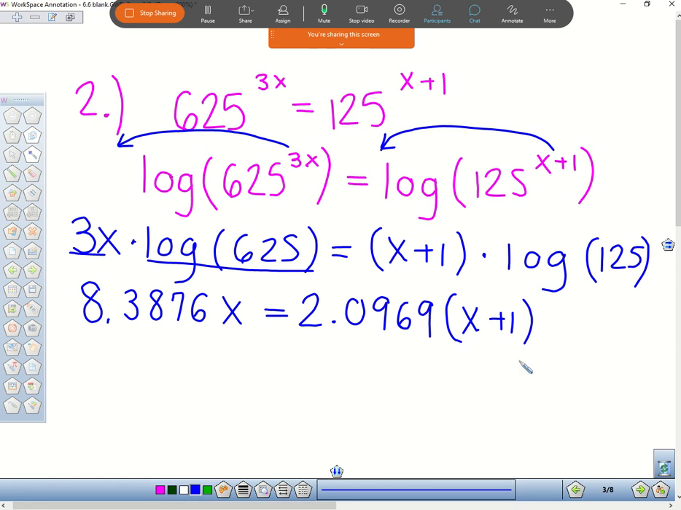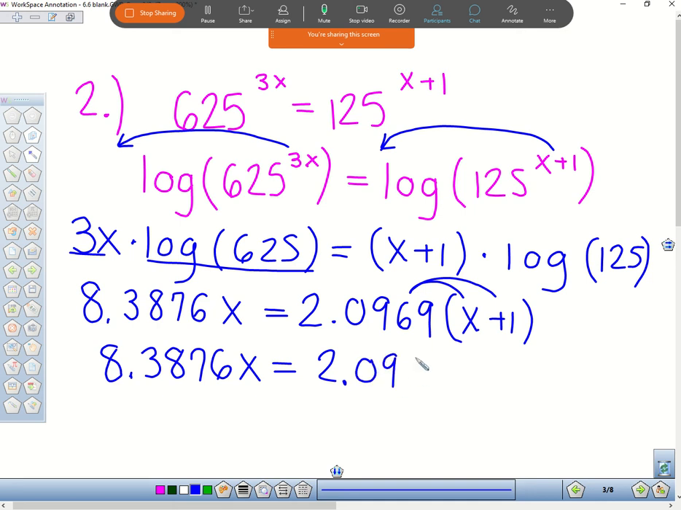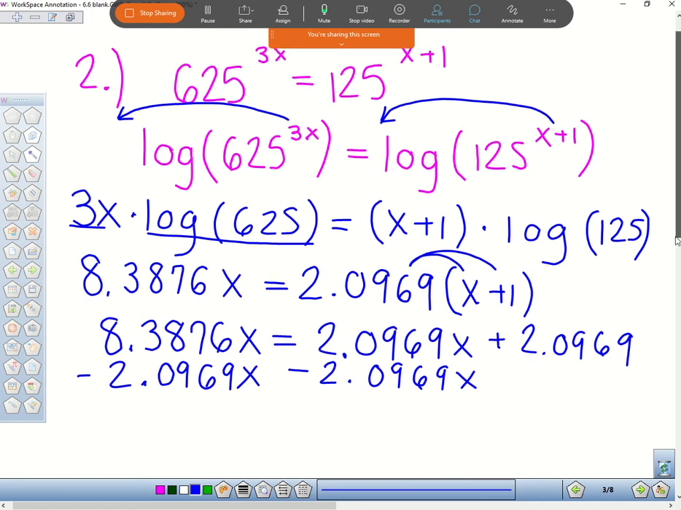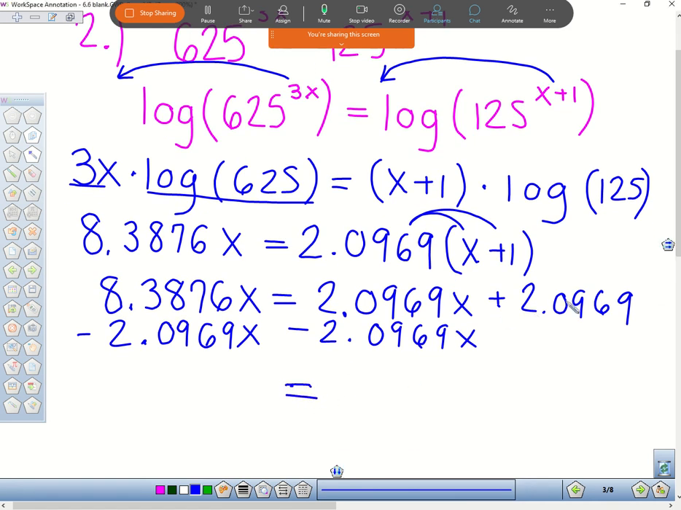So then from here, the easiest thing I can probably do is to distribute this. So that's going to give me 8.3876x equals 2.0969x plus 2.0969. And then I'm going to subtract this over here. So that, like I said, this is the way you would do it if you didn't remember that you could change the base or didn't know what you could change it to. Is equal to, this cancels out this.